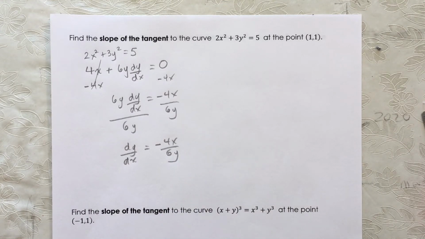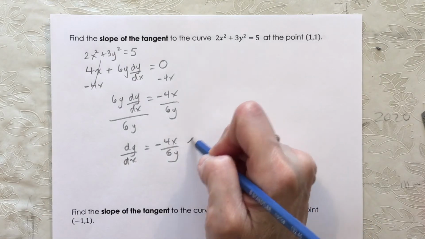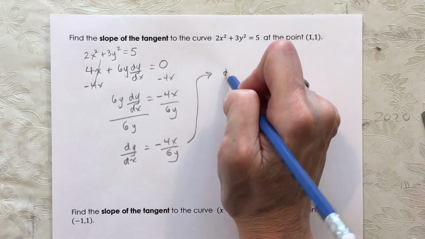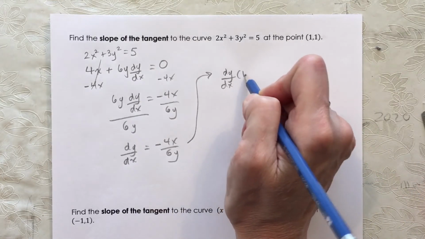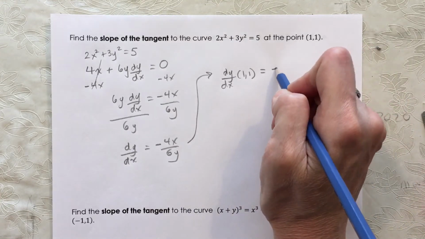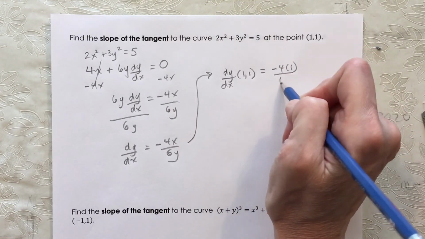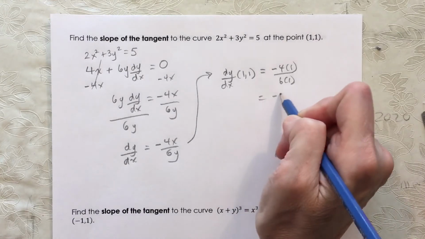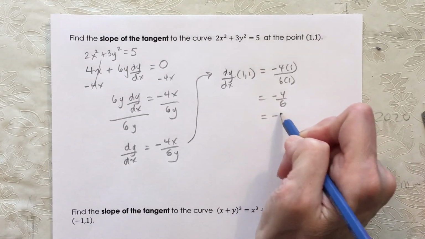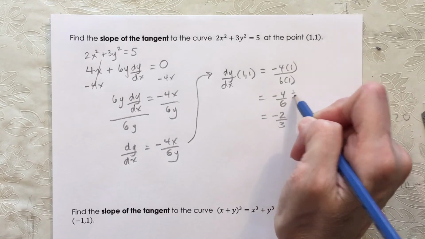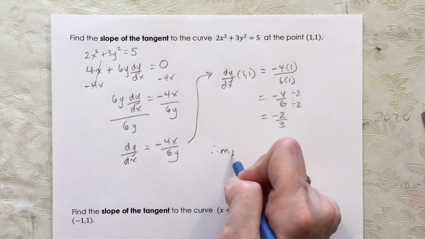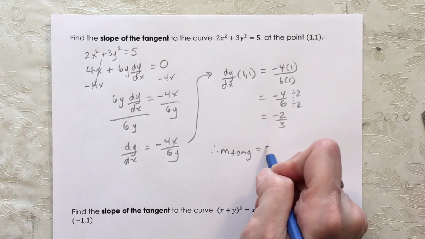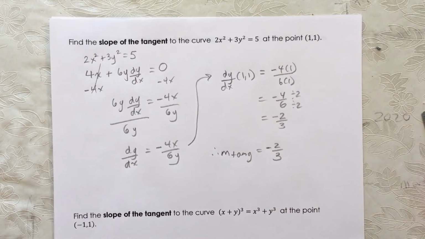Again, you could divide top and bottom by 2 if you think it makes it easier, but you don't have to. And then we want to find the slope of the tangent at the point 1, 1. So we're finding dy by dx at 1, 1, which is going to be negative 4 times 1 over 6 times 1, which is negative 4 over 6, which is negative 2/3. So therefore, m tangent equals negative 2/3.